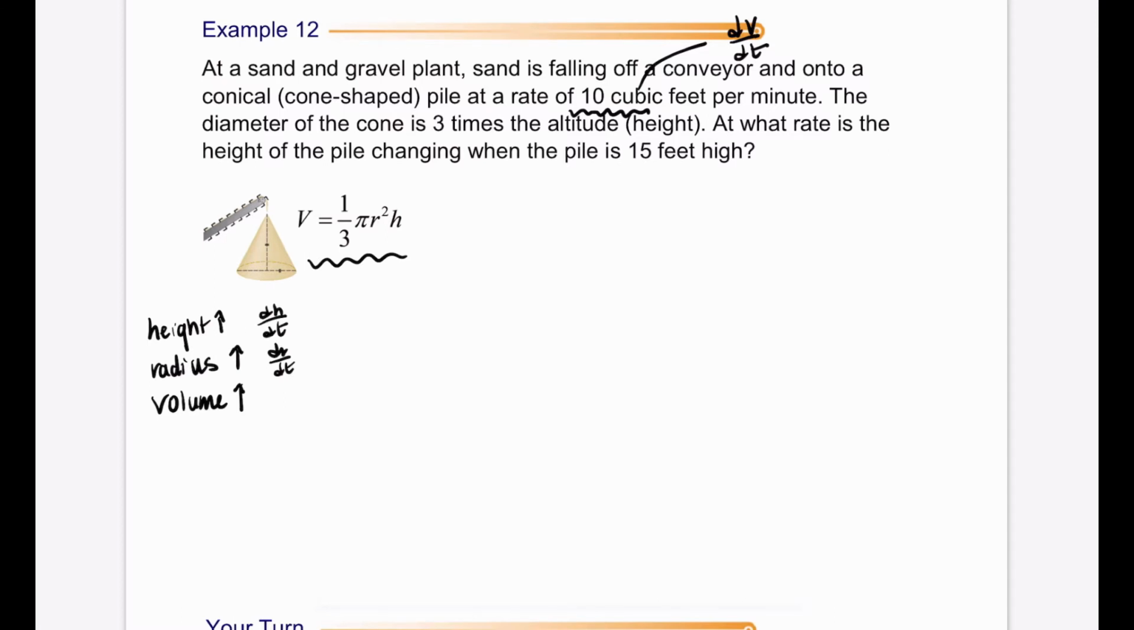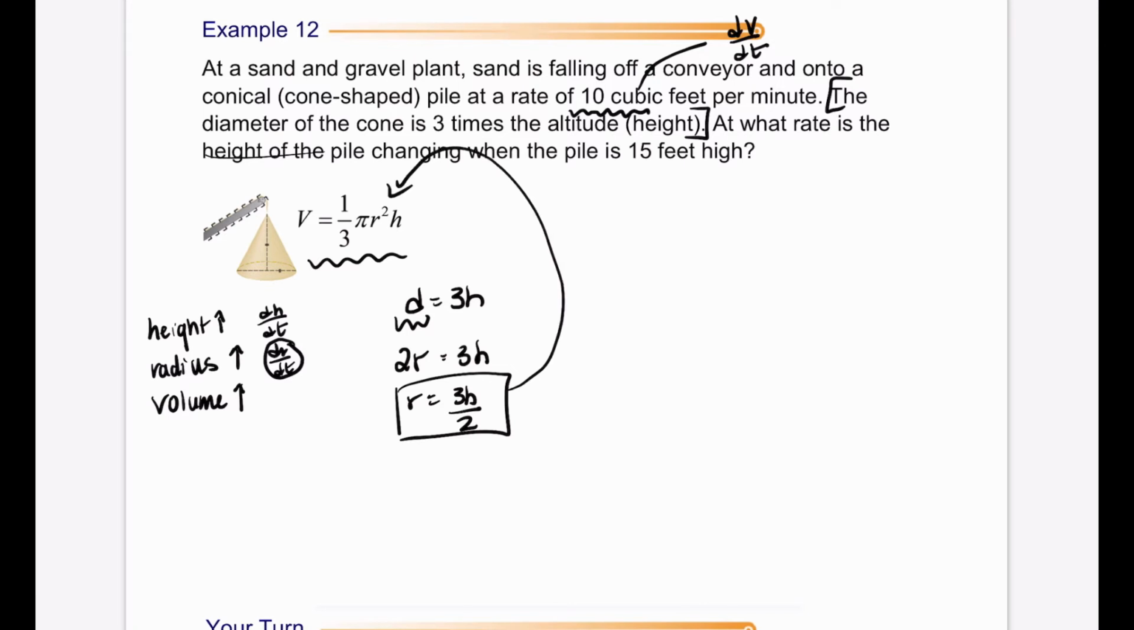Right now, it's asking for the change in height. So that means I don't need to deal with the radius. I don't want to solve it, so I want to find ways to replace it. The way that we've done that so far is through similar triangles, except this question is really nice, and it tells us the diameter of the cone is 3 times the height. So the diameter is 3h. I know diameter is the same thing as 2r. 2r is 3h, so my radius is 3h over 2. And I can replace that in the volume formula here.